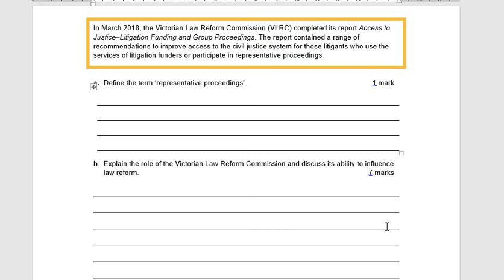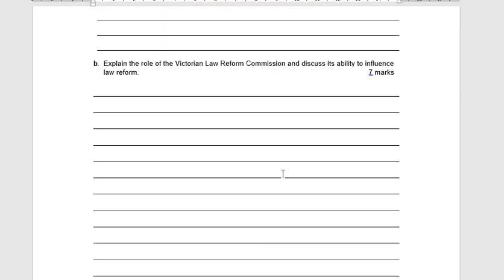In March 2018, the VLRC completed its report, Access to Justice: Litigation Funding and Group Proceedings. The report contained a range of recommendations to improve access to the civil justice system for those litigants who use the services of litigation funders or participate in representative proceedings. Define the term representative proceedings. Okay, talk about class actions, 7 or more people. Explain the role of VLRC and discuss its ability to influence law reform.